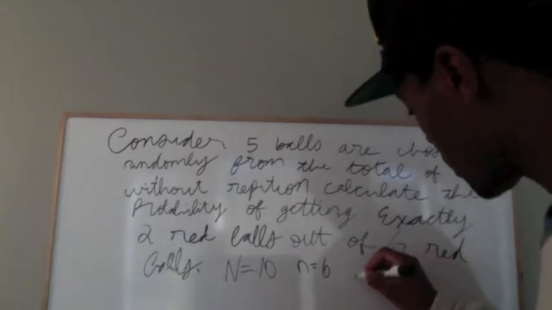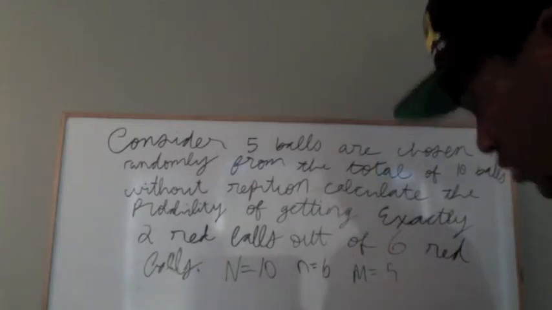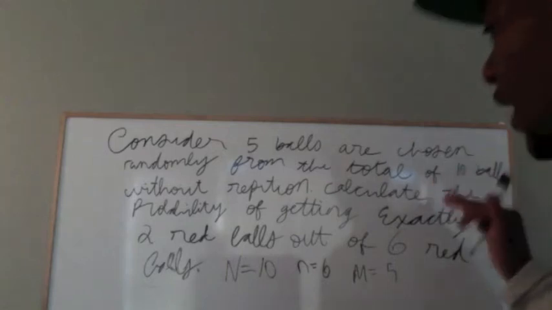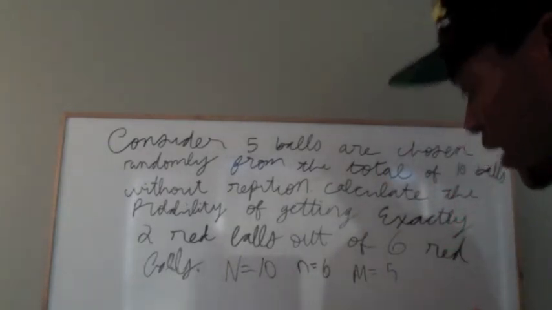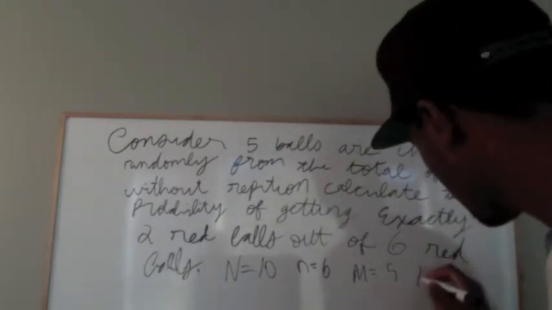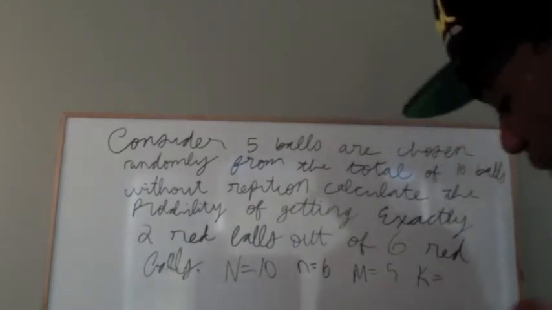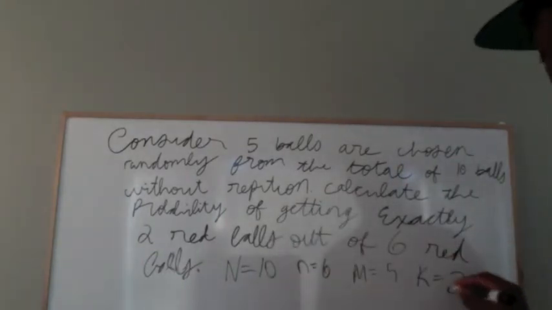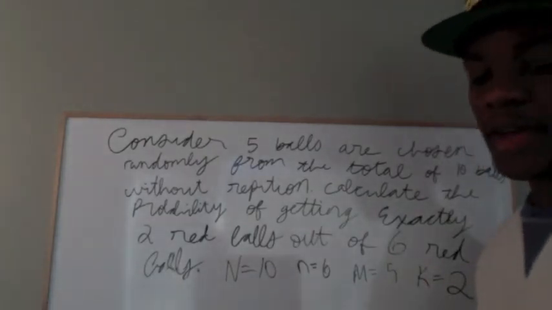Now m equals 5 because it says consider 5 balls are being randomly chosen. And if you look, m is the number of items in the sample selected. And the last letter we have to find is k. And by finding k, number of items in the random variable. So 2. 2 red balls out of 6. So there you have all the letters, and it's simply a matter of plugging it in.